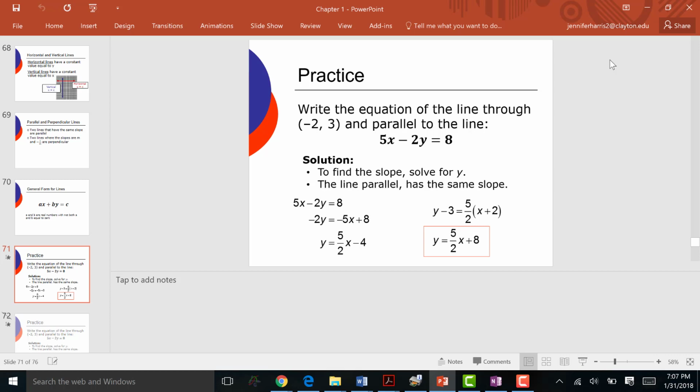Do I have y by itself yet? Add what to both sides? 3. Add 3 to both sides, and now you have y by itself on the left, so my final answer is y equals 5/2 x plus 8. Is that what's on the PowerPoint? Can you see that they cut out steps that I didn't cut out?